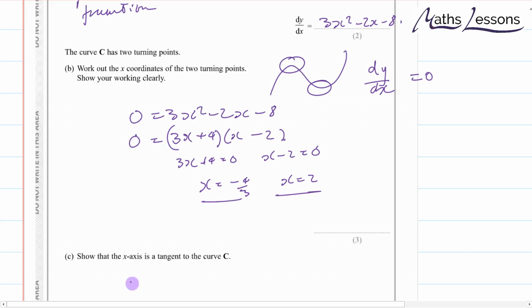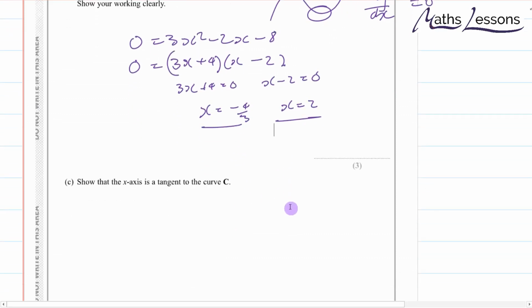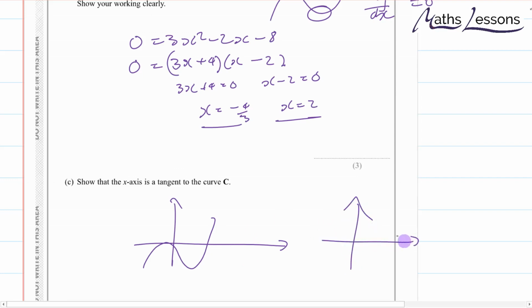Now it says, show the x-axis is a tangent to the curve C. So what does that mean? If the x-axis is a tangent to the curve C, that means the x-axis is horizontal, so the gradient is 0. So you're either going to have this situation where the first one is equal to 0, or you're going to have this situation where the second one is. Sorry, I was meant to touch it, fifth time lucky. So where this touches the x-axis, the tangent's here. Let's draw the tangent. So the x-axis forms a tangent here or here, so at one of these 2 points.